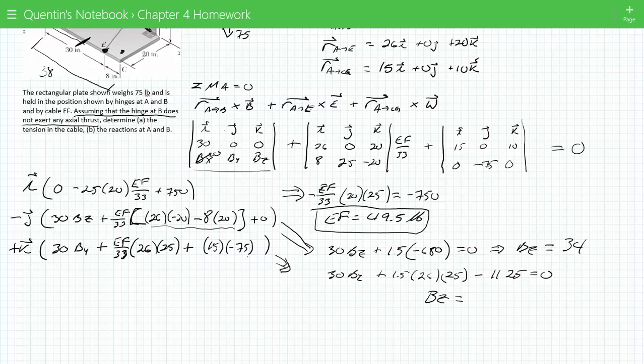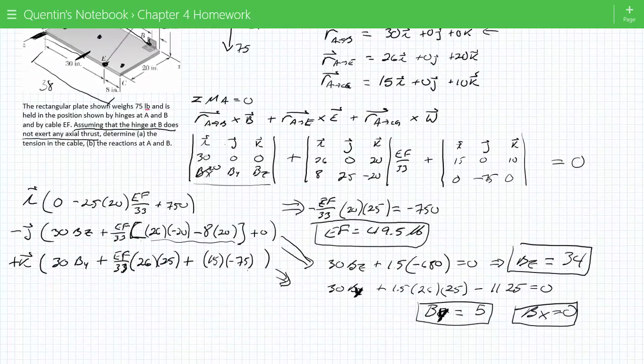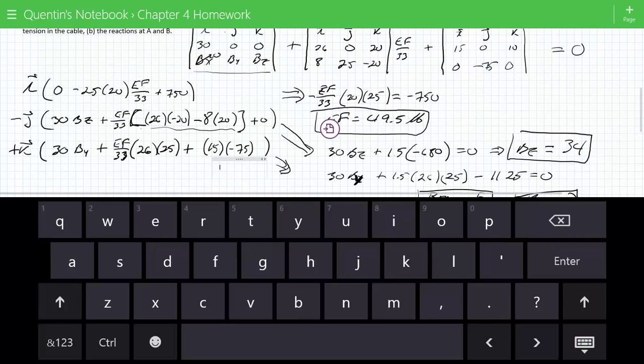okay, I goofed a little bit. This is not BZ, this is BY. And this is therefore BY, that makes more sense, is equal to 5. So BZ is 34, BY is 5, BX is defined as 0, right? It was given as no axial thrust.